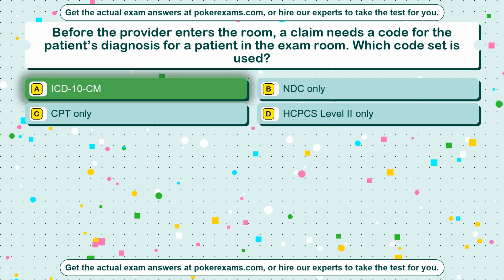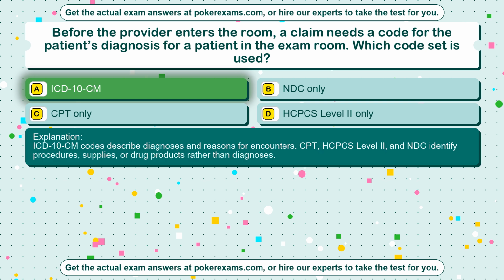The correct answer is option A, ICD-10-CM. ICD-10-CM codes describe diagnoses and reasons for encounters. CPT, HCPCS Level 2, and NDC identify procedures, supplies, or drug products rather than diagnoses.